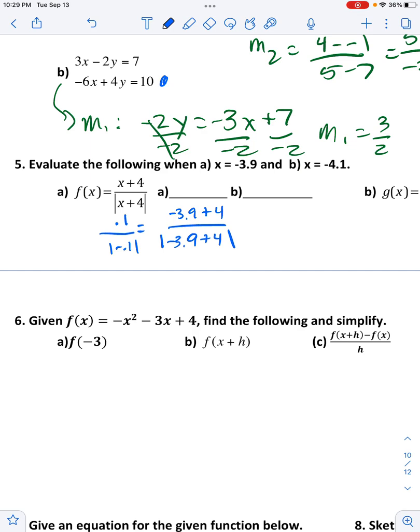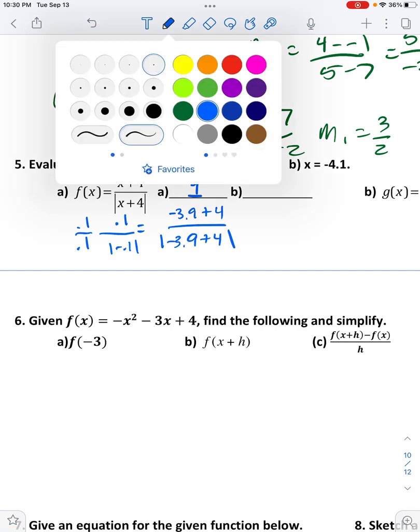So I end up with 0.1 over 0.1, which is just a positive 1. That is not complicated. It is just picky little details because of the decimals and kind of the matching values of it.